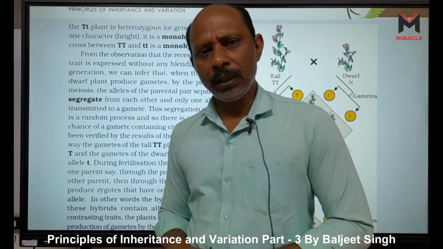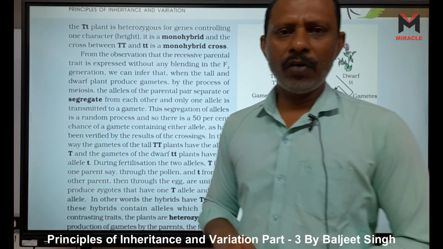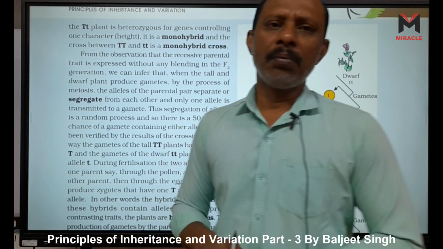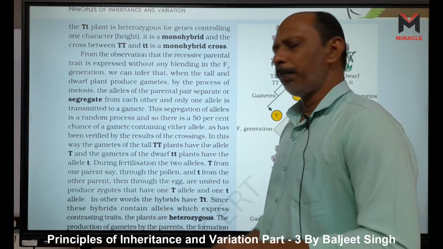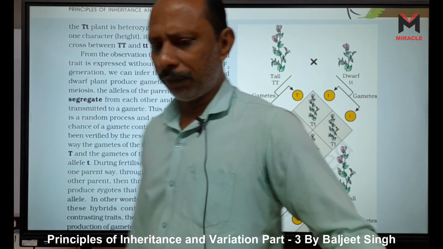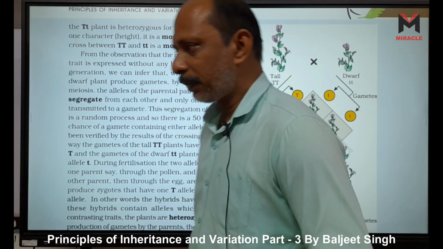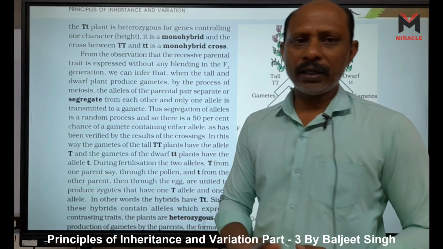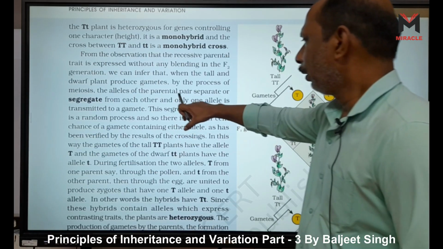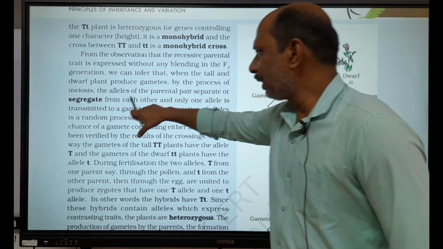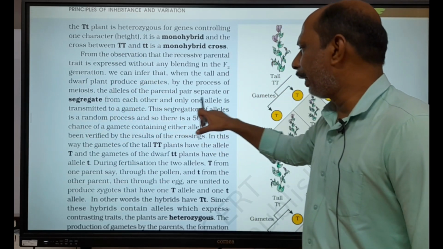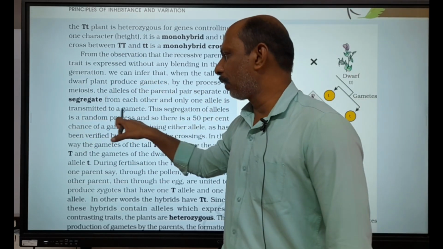Okay, when you see the bryophytes, they are already haploid structures. So what happens? Their gametes are formed through mitosis, right? Because meiosis occurs very early, after the formation of spores. So all sporophytes, because this plant is also a sporophyte, here gametes are formed through meiosis, right? By the process of meiosis, the alleles of the parental pair separate or segregate from each other, and only one allele is transmitted to a gamete.